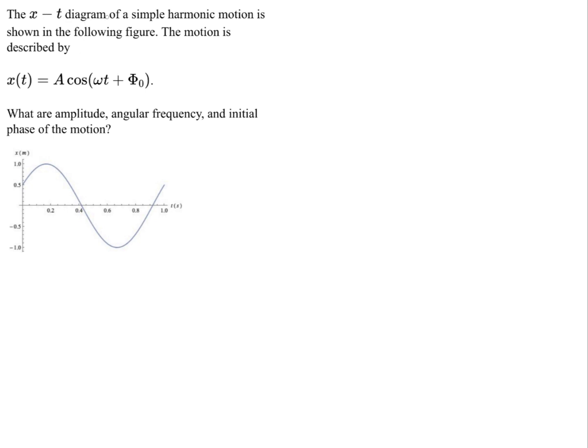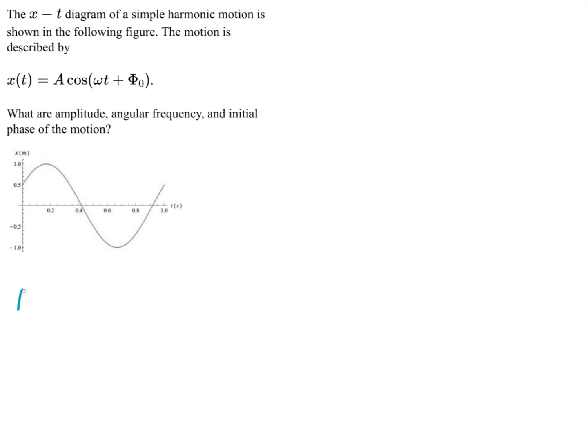The x-t diagram of a simple harmonic motion is shown in the following figure. The motion is described by x of t, the position as a function of time, equal to the amplitude times the cosine of the angular frequency times the time, plus the phase constant. What are the amplitude, angular frequency, and initial phase of the motion?